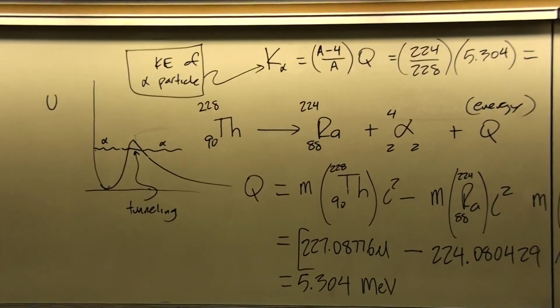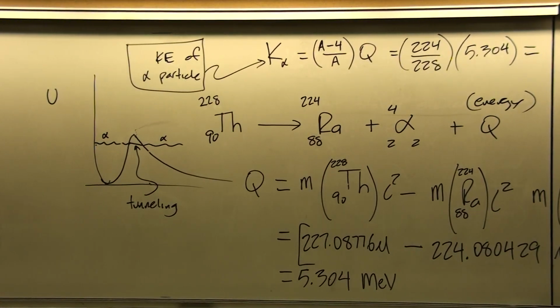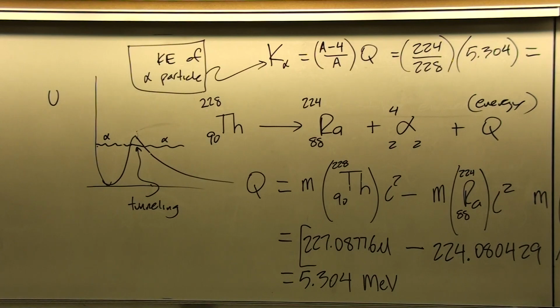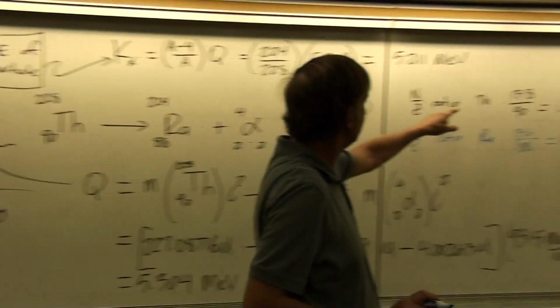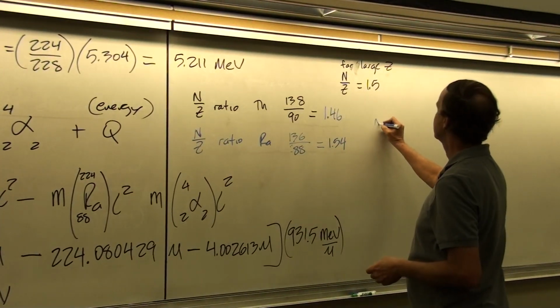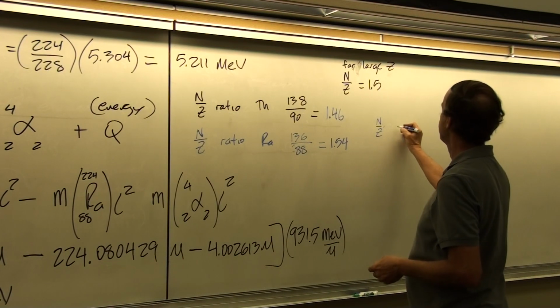But it's not quite happy until it reaches a point of greater relative stability. And so we'll notice here then that what seems to be happening during this alpha decay process is that the N to Z ratio goes up.